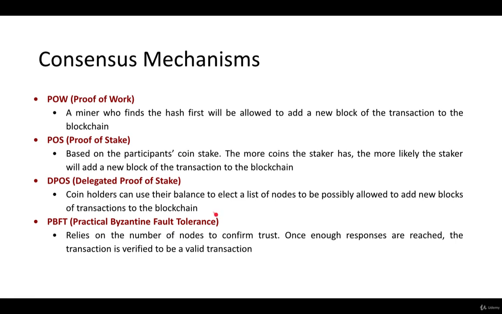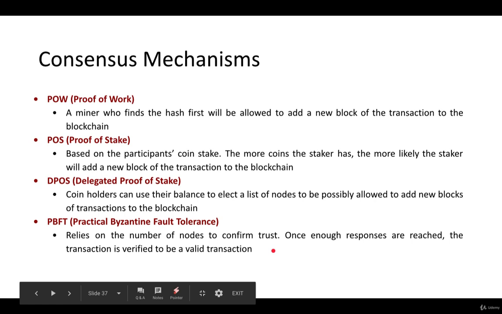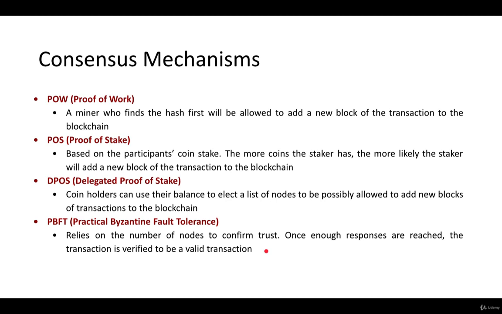Then we have another mechanism called PBFT, practical Byzantine fault tolerance. This consensus mechanism relies on the number of nodes to confirm the trust. Once enough responses are reached, the transaction is verified to be a valid transaction. PBFT is based on Byzantine fault tolerance, which was talked about in agreement in distributed systems. So it relies on the number of nodes to confirm the trust, and once that trust is achieved, the transaction will be verified.